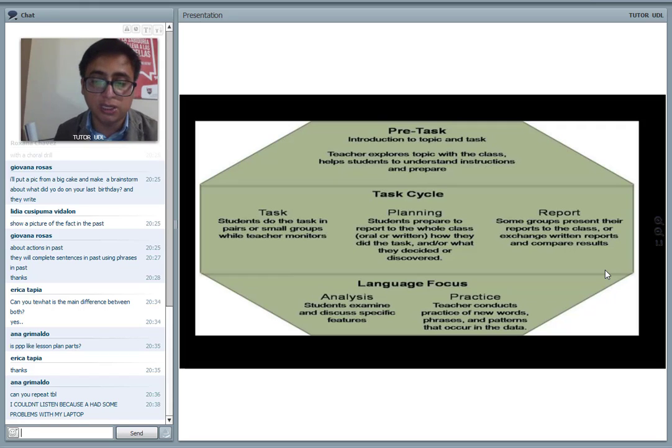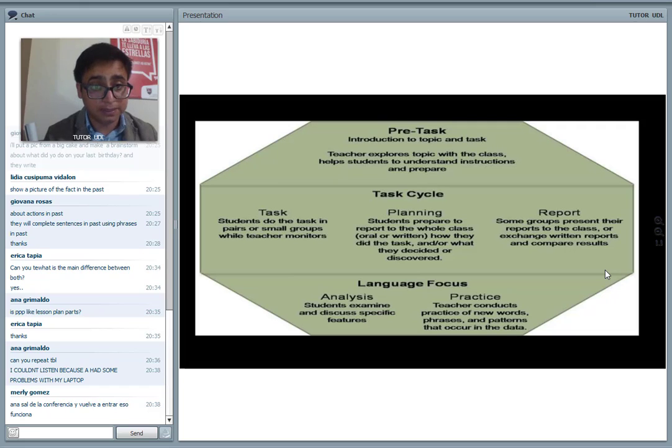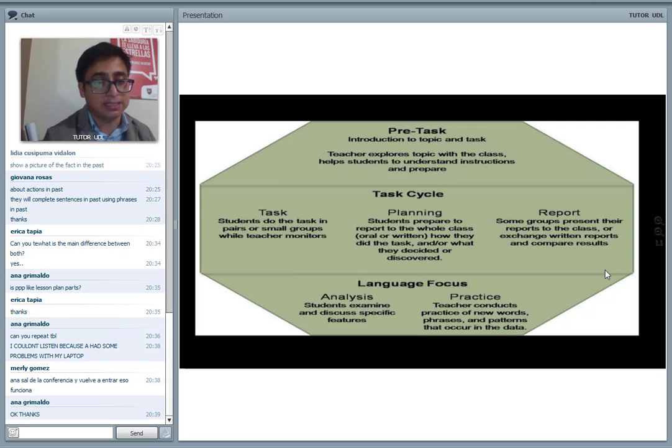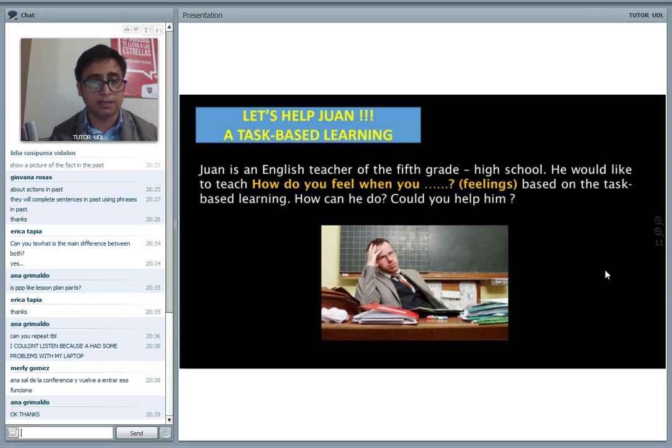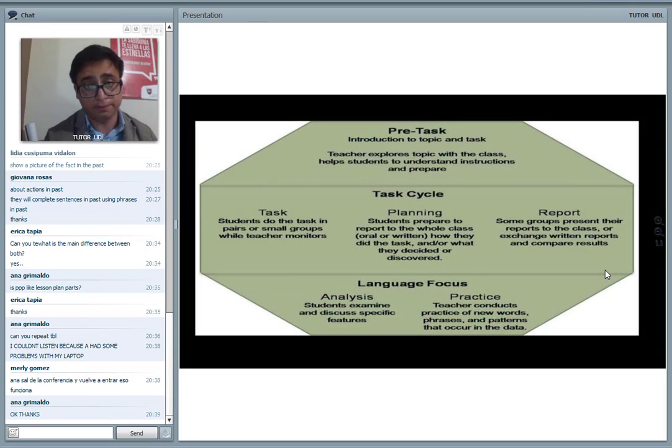Here we have the language focus. So here we have the analysis. Students see or examine and discuss specific features, right? And the practice. Teacher conducts practice of new words or phrases and patterns that occur in the data. I'm going to give you an example, okay, to make this more clear, right? Let me give you an example, okay?